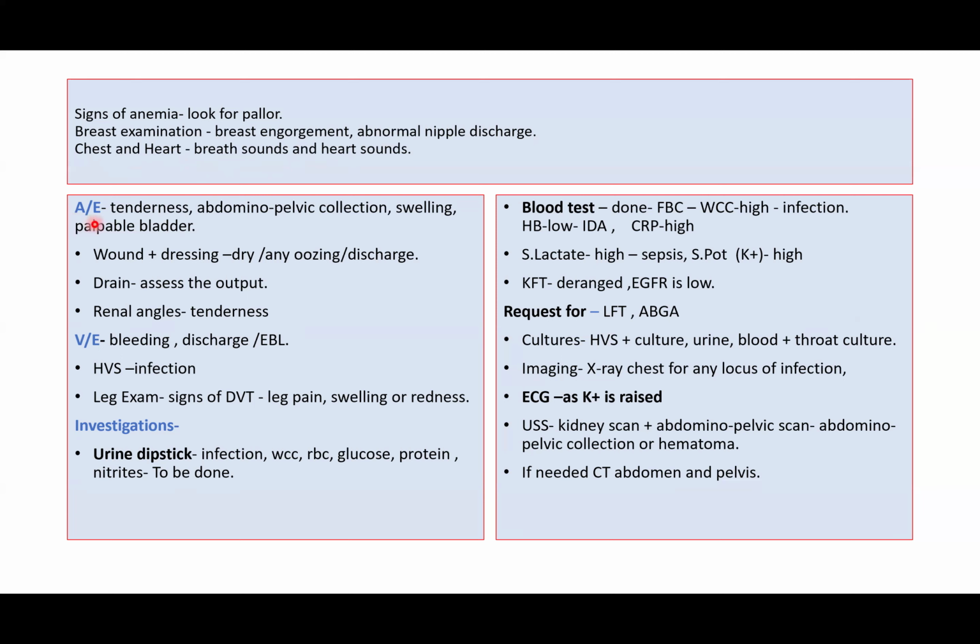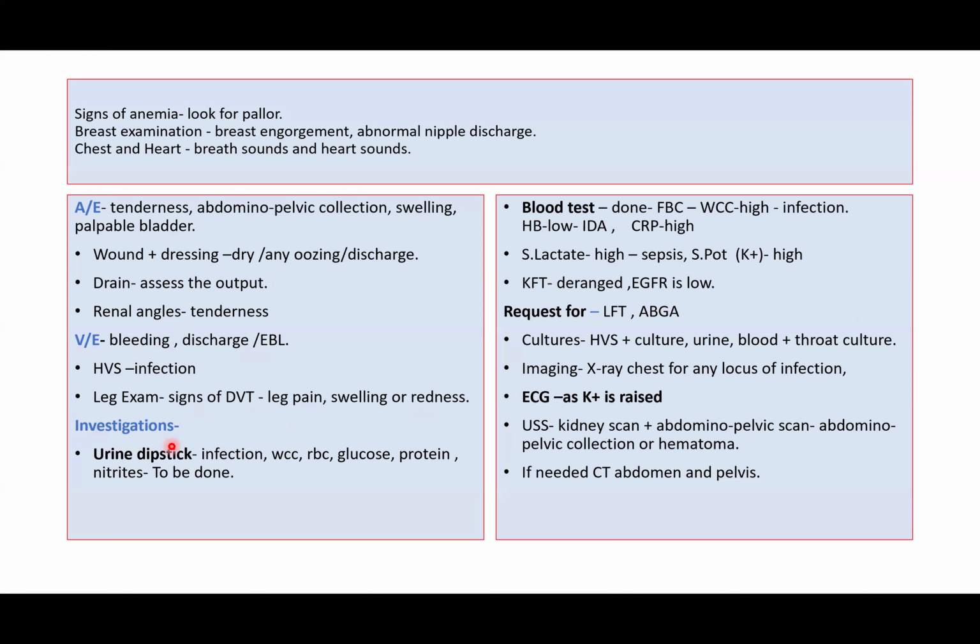Then abdominal examination will be done to check for any tenderness, abdominopelvic collection, any swelling, palpable bladder. I would like to examine the wound and the dressing to see if it is dry, whether there is any oozing or any discharge. And if there is any drain, then I have to assess the output and palpate the renal angles to see if there is any tenderness. Then vaginal examination: inspection to see if there is any bleeding, any discharge, estimated blood loss, and we'll take a high vaginal swab at the same time to rule out infection. Then leg examination to check for signs of DVT, if there is any leg pain, swelling, or redness.